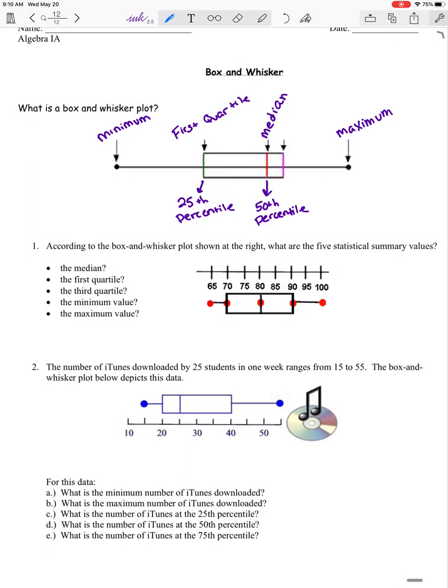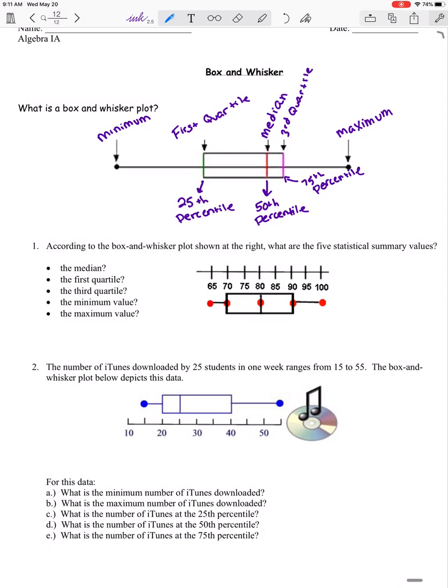And then we have our third quartile, also known as the 75th percentile. There's 2 different ways that they can ask these questions, so that's why I want to make sure you have that information. So let's take a look at how to read these box and whisker plots.